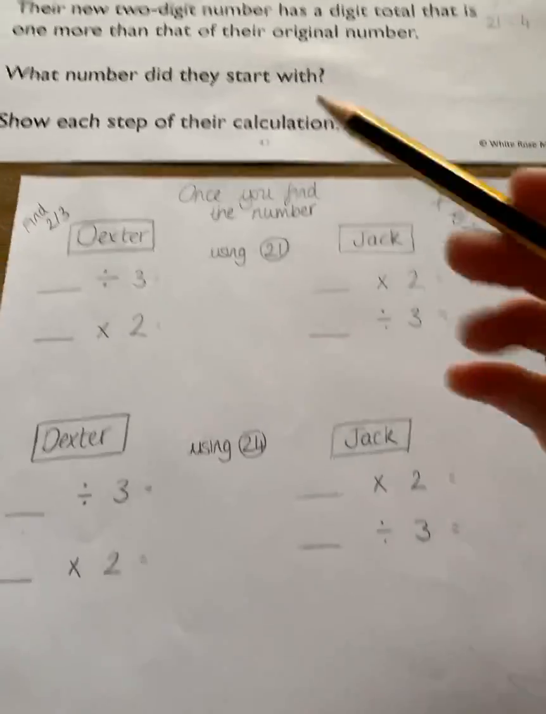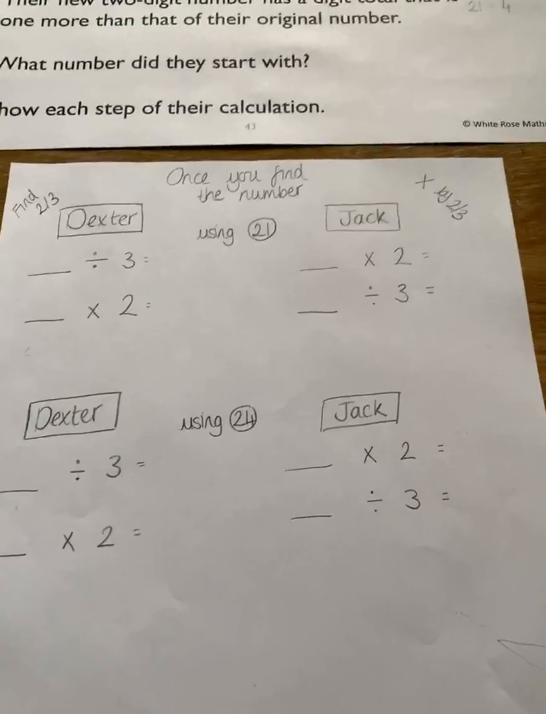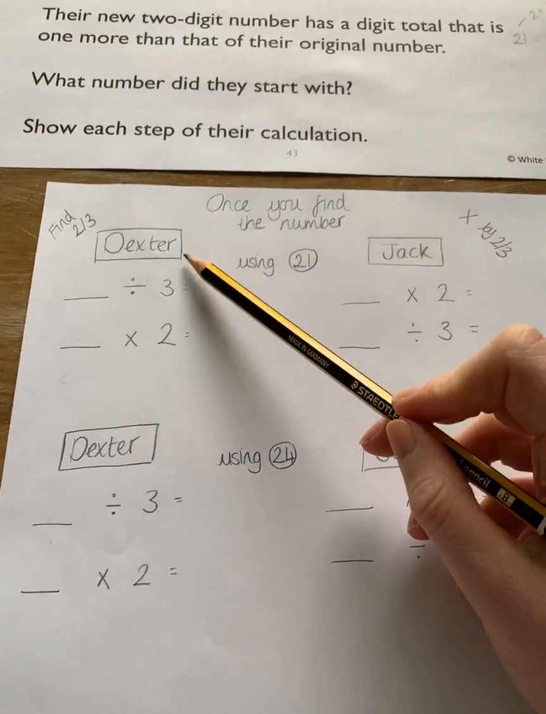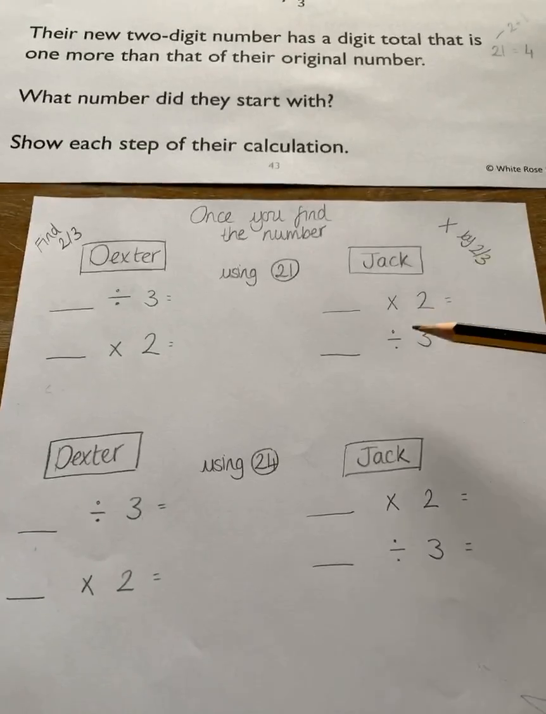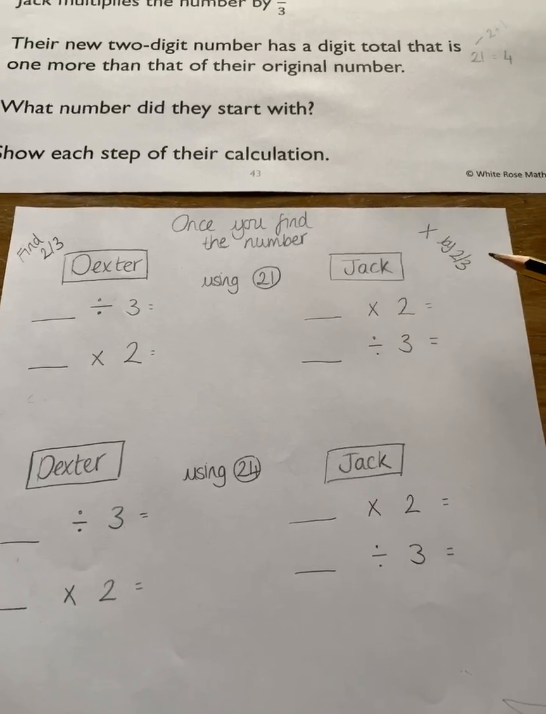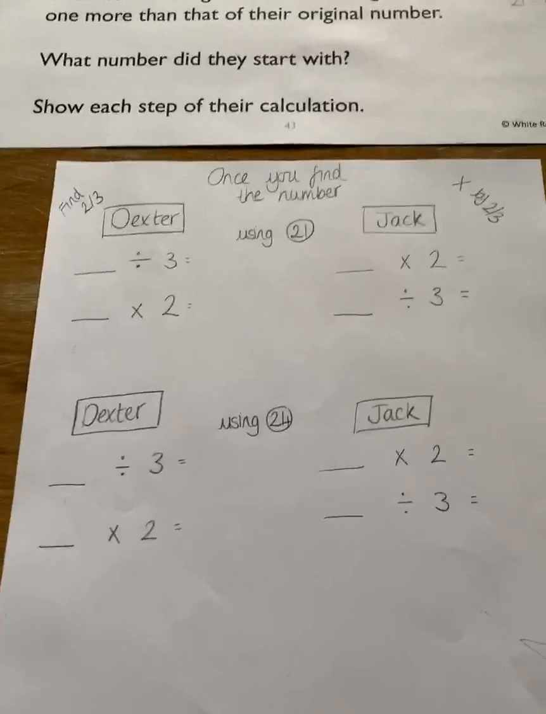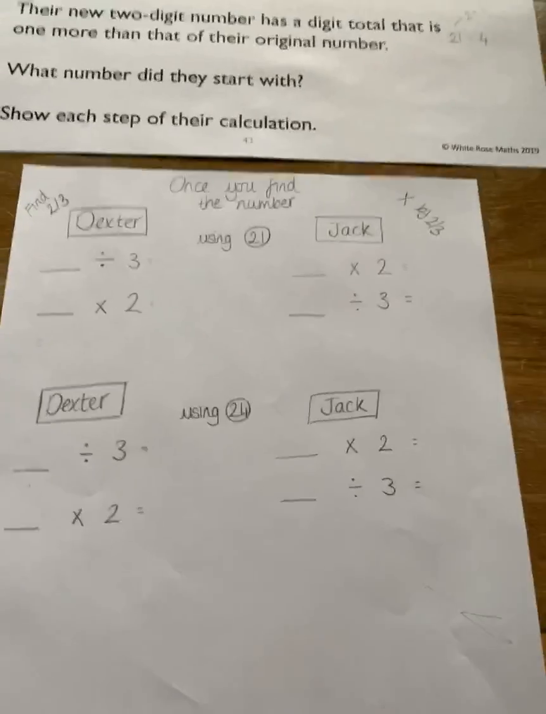So I'm just going to move away from the question slightly here. I've created myself just a little sheet to make it slightly easier, knowing that Dexter is finding 2/3 and Jack is multiplying by 2/3. So the first number I have chosen is 21.